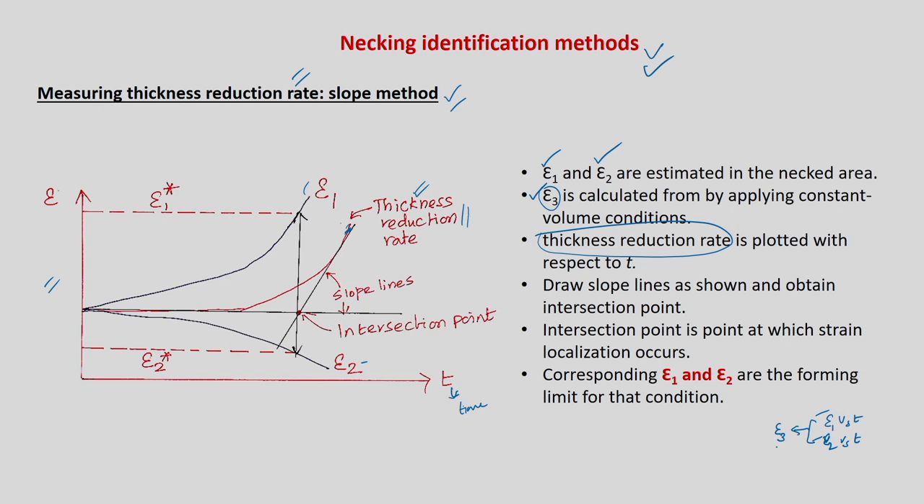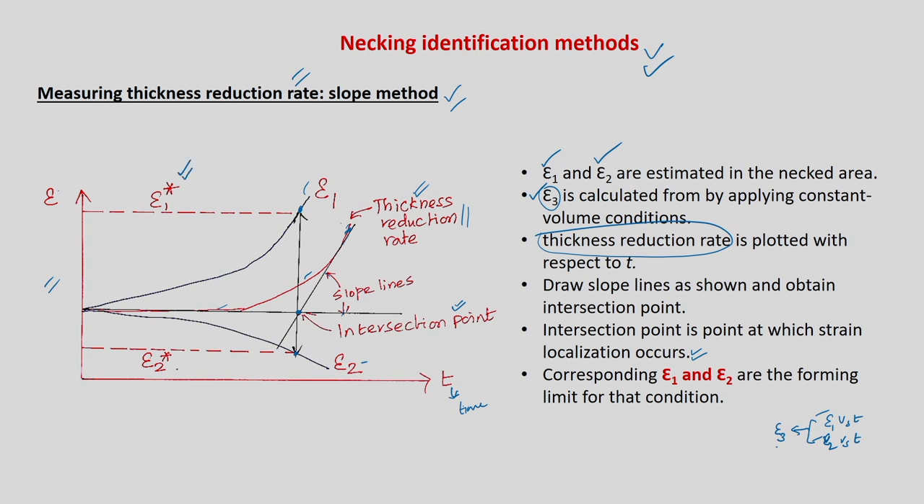So, now what you can do is you can draw the slope lines. You can draw these slope lines from the initial part of the thickness reduction curve and the unstable part of the thickness reduction curve, and you can find out the intersection point here. You can see this black color line and this black color line are actually slope lines for this part and this part. And they meet here; finding this intersection point is going to be very important for us. This intersection point is the point at which strain localization happens, and that is why there is a sudden increase in your thickness reduction rate.